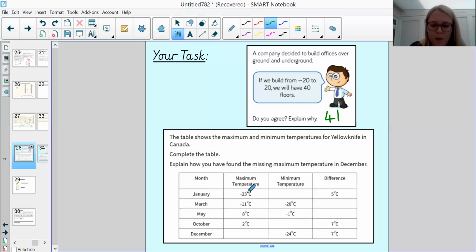So for this one, we've been given the maximum temperature is -23 degrees and the minimum temperature we need to work out, but there's a difference of 5. Maximum means it's the warmest temperature it would be, and minimum would be the coldest temperature it would be. So if it's a difference of 5 degrees, we would start.